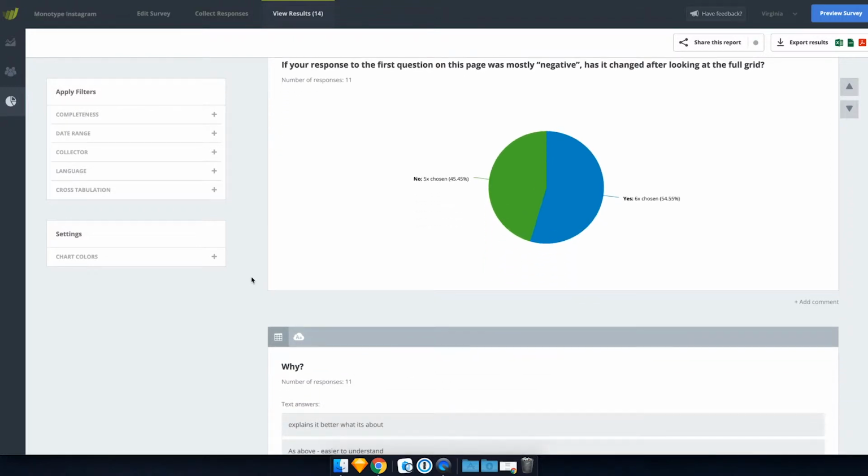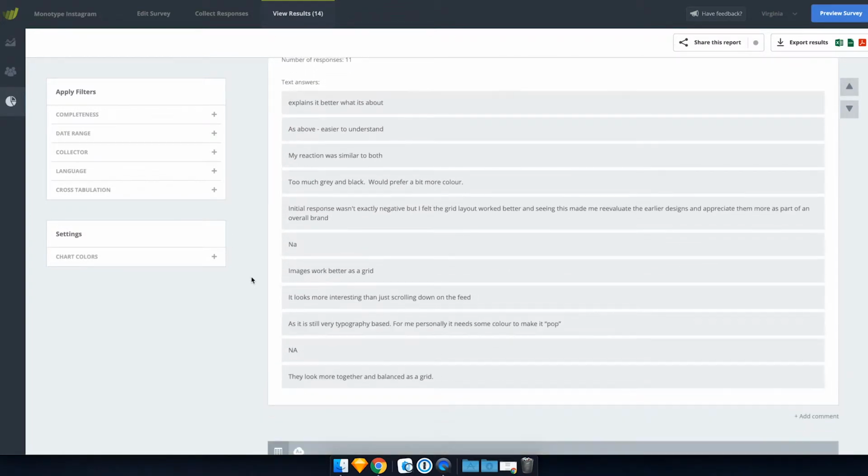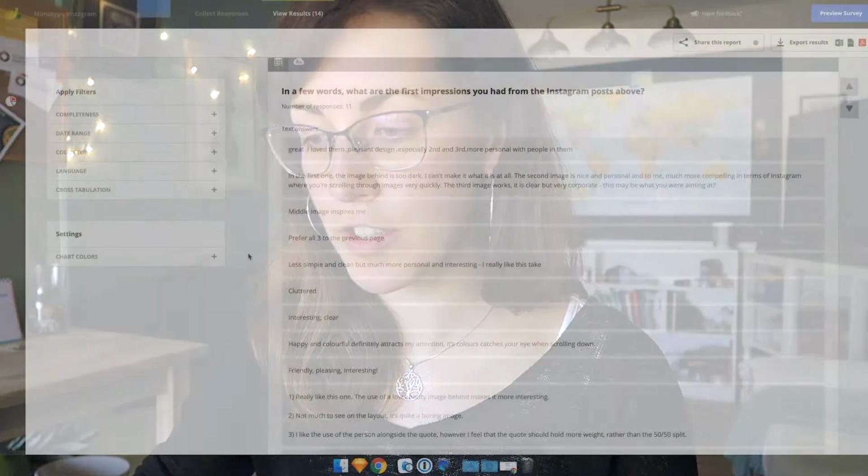And then I asked why, in case they said yes, it changed. People say that it's easier to understand, still very typography based. Okay, so the color comment is very, very common here. But in general, they look more together and balanced as a grid. I have done the same for the other two versions, so I'm just going to read through them quickly and then I'll summarize the comments for the following two versions.